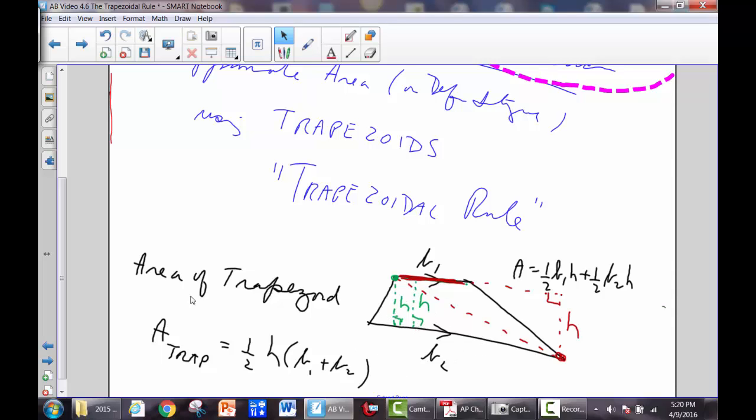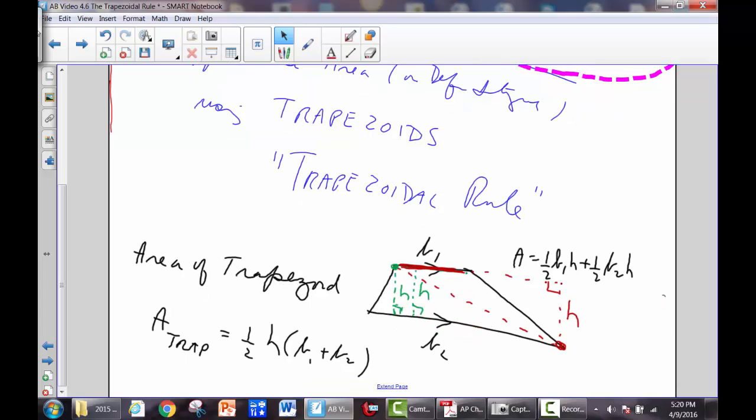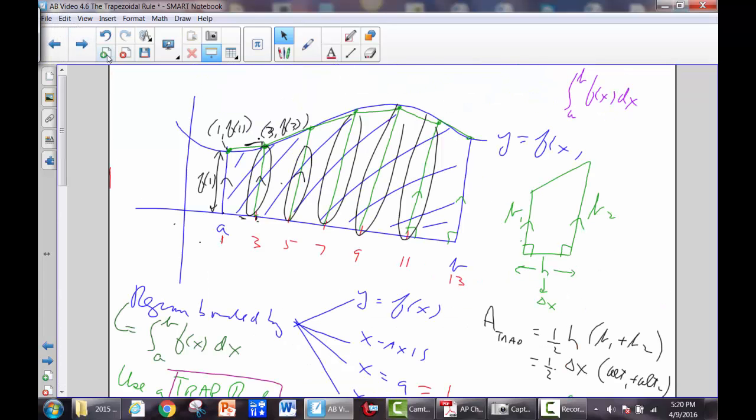Some people memorize this without realizing all it is is the sum of the areas of two triangles that happen to have the same height. If I take this triangle down here, I can use B2 as the base and H as the height. If I take this red triangle right here, then this is my base, and this is my height, which is the same height as I have over there. So I'm basically just factoring out the 1/2 h because they both have the same height, and it's the sum of the bases.